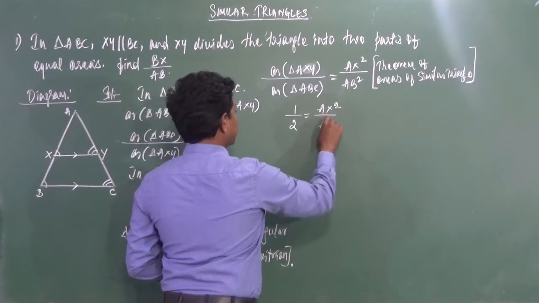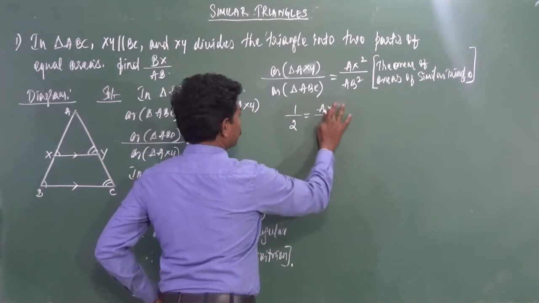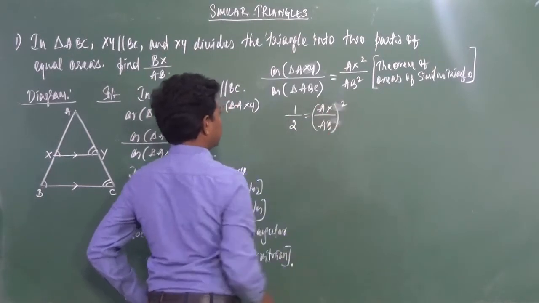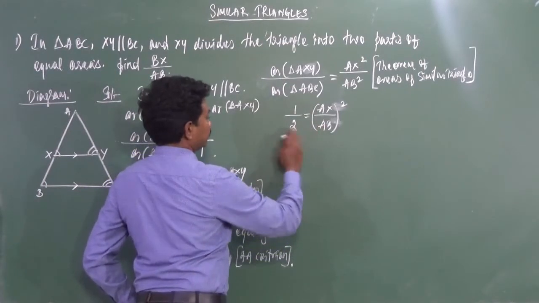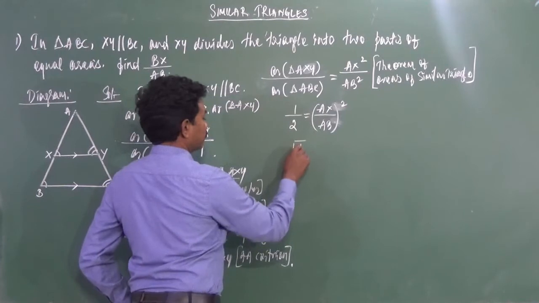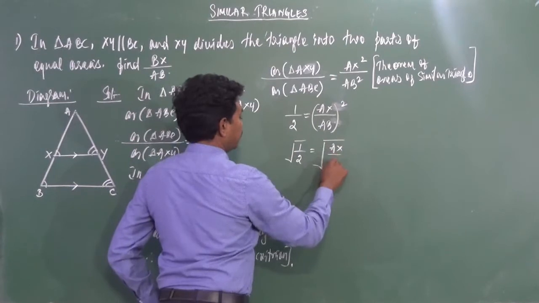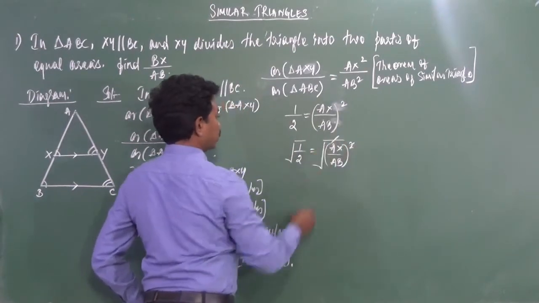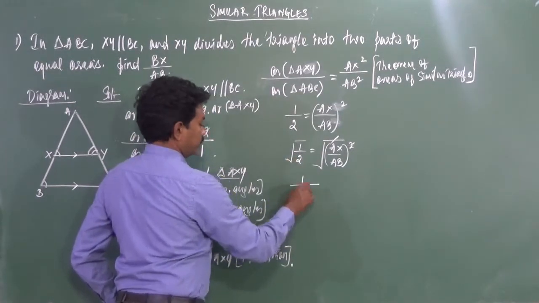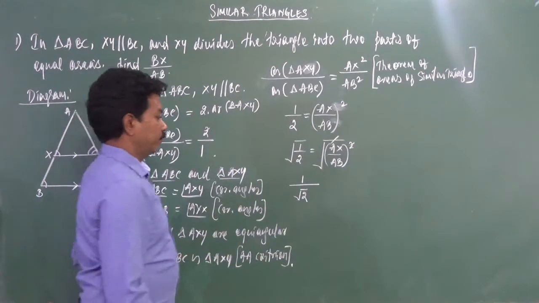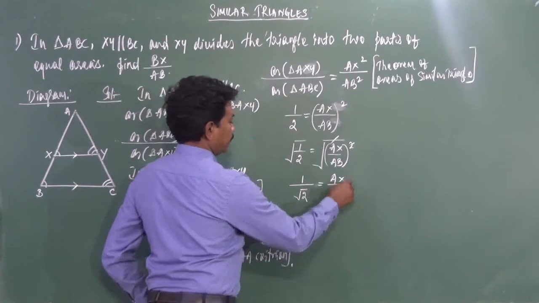square by AB square. As this has square and this has square, we can cancel these two squares and put a whole square for this. So when you take the square root on both sides, you are going to get the square root of 1 by 2 equal to the square root of (AX by AB) whole square. So square and root cancel. The square root of 1 is 1, by the square root of 2, which is root 2 itself, because 2 is not a perfect square. So 1 by root 2 is equal to AX by AB, we have got.